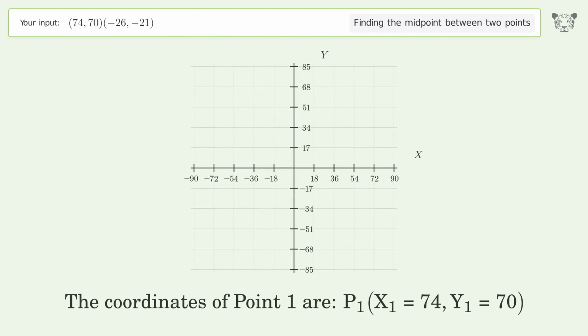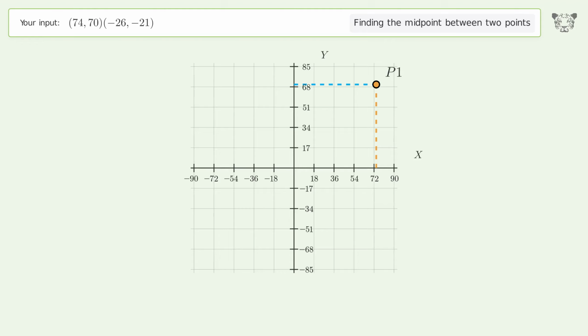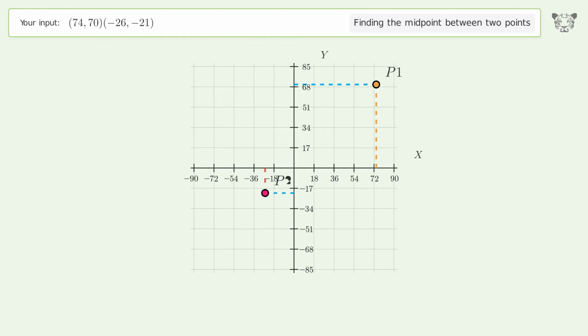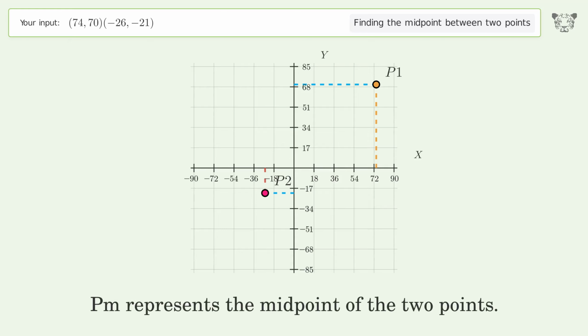The coordinates of point 1 are, x1 equals 74, y1 equals 70. The coordinates of point 2 are, x2 equals negative 26, y2 equals negative 21. PM represents the midpoint of the 2 points.